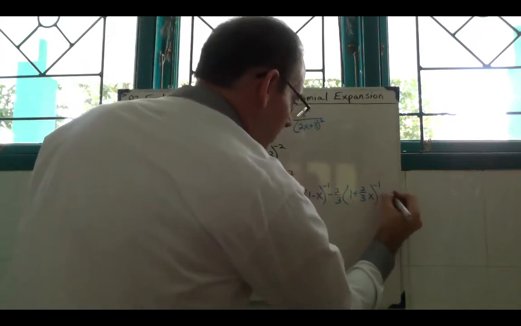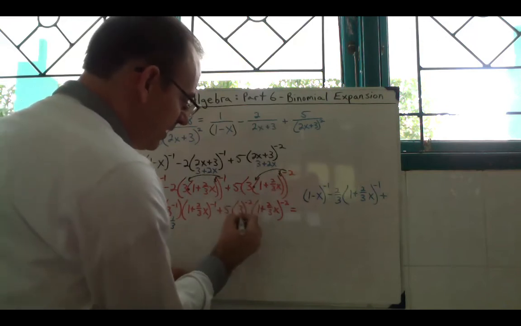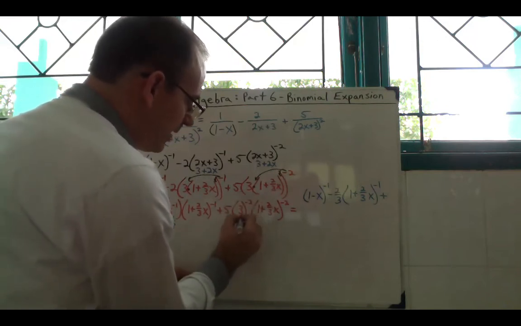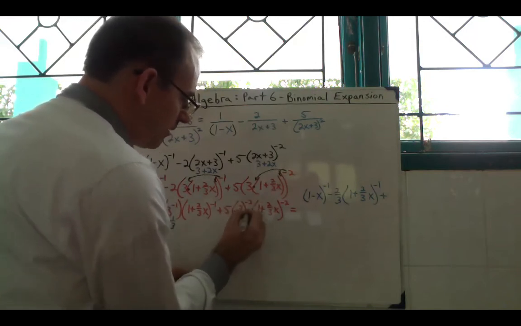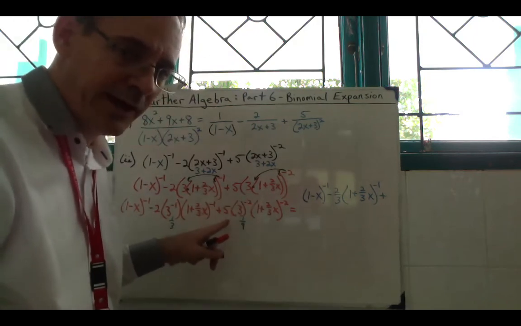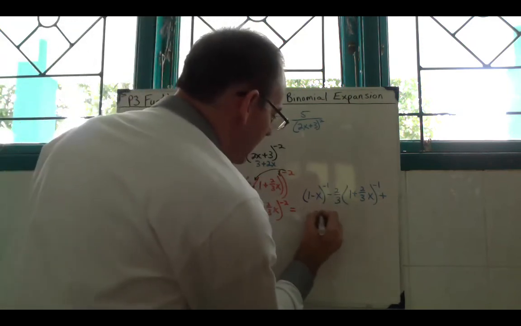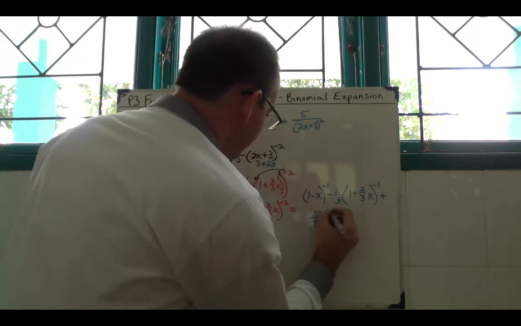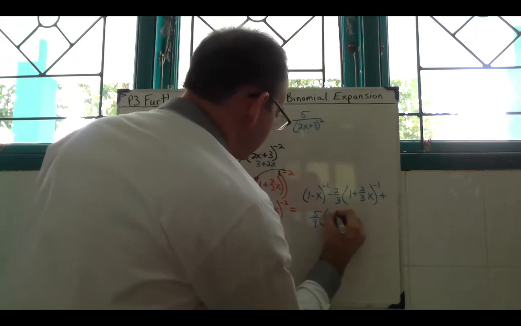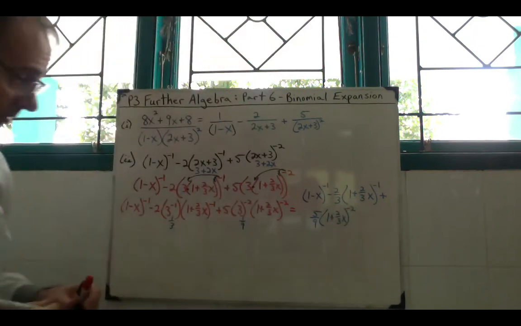And then plus, and this is 3 to the negative 2, means this is 1/9. So the negative makes it go below the division bar. The square makes it turn into 9. So this is 5/9 times 1 plus 2/3 x to the negative 2.